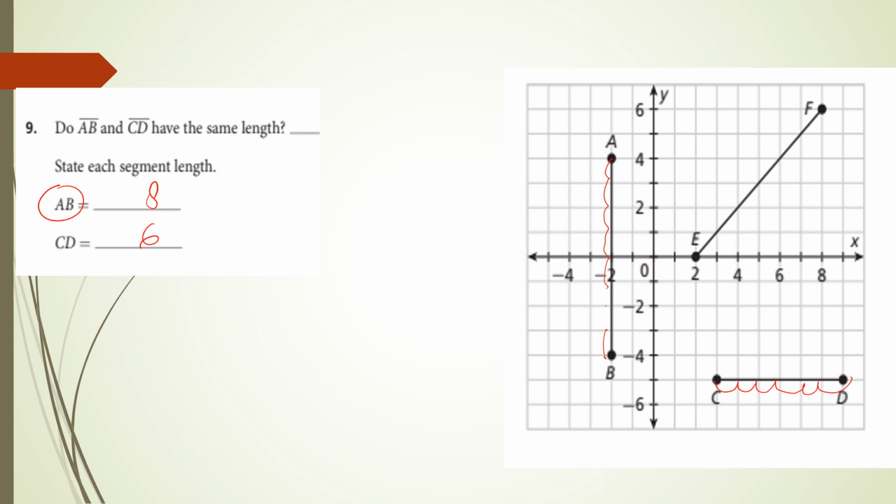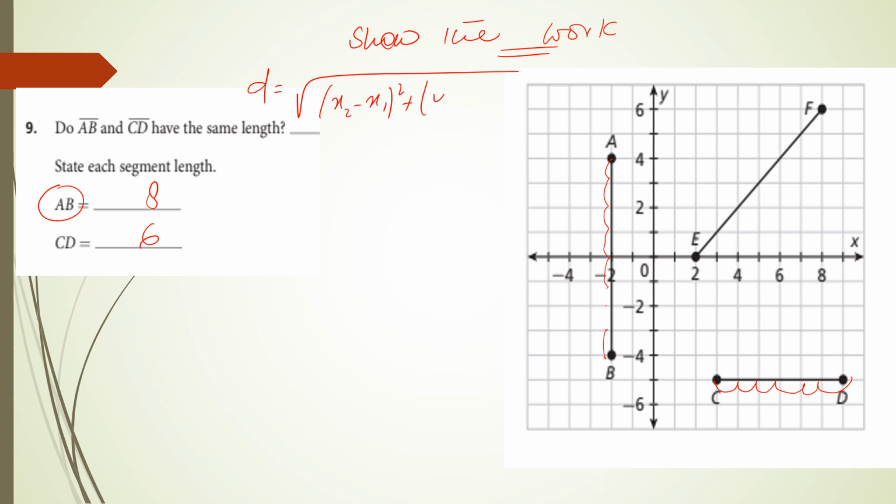But if they ask you to show your work, okay, show the work, so you have to use the formula. What is the formula of the distance? That is under root, and then write in the bracket x2 minus x1 whole square plus y2 minus y1 whole square. Okay, let's try to find out the measurement of AB and check our answer if we are correct or wrong.